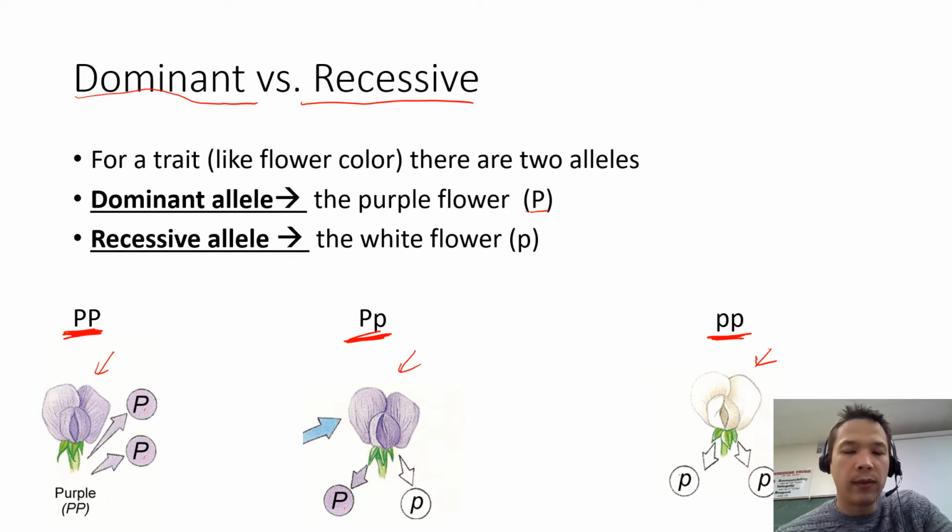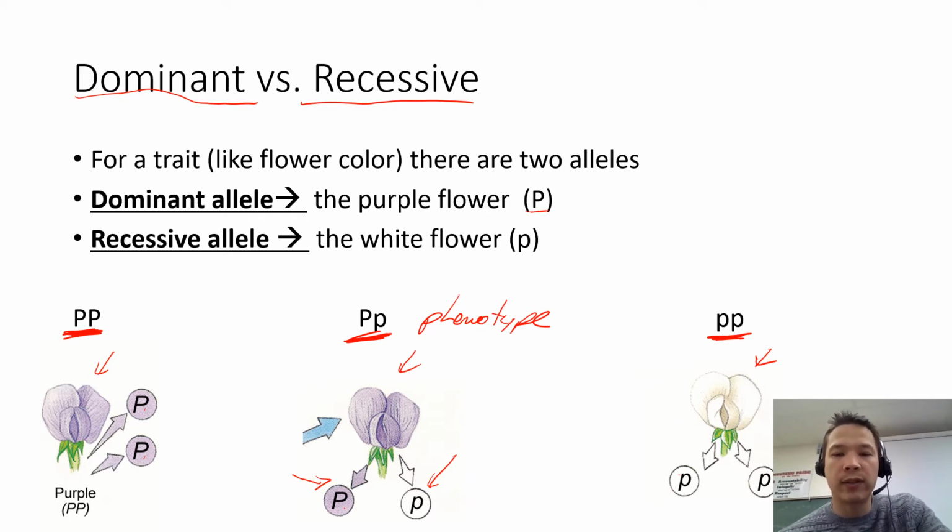So even though the phenotype for this one is purple, it does carry a white allele right there. But since this one is dominant, the phenotype is still purple. We can't see the recessive white. This one has no dominant genes at all, so it has the two recessive white flower alleles, and that is the reason why this one is white.